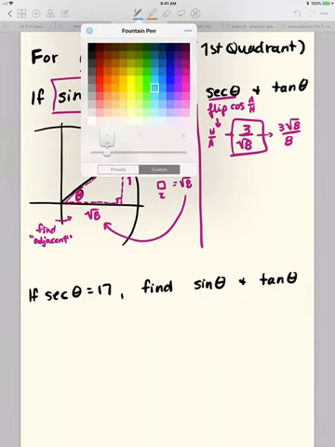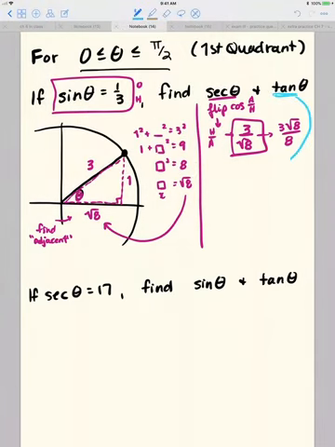For the tangent function here, the tangent ratio, if you recall, is opposite over adjacent. So in the right triangle that we've drawn, the opposite side is 1 and the adjacent side is square root of 8. So you can put 1 over square root of 8 or square root of 8 over 8, which is what it would be rationalized. So there are your two trig function values based on the one that was given.